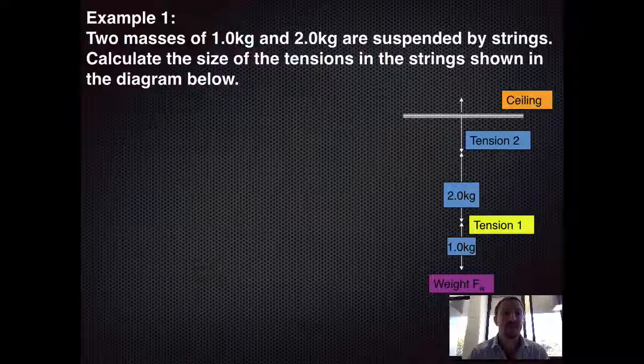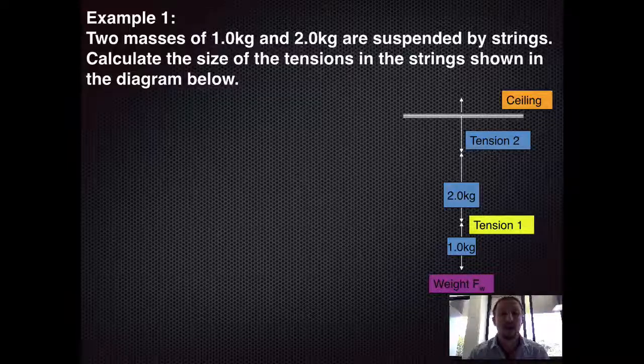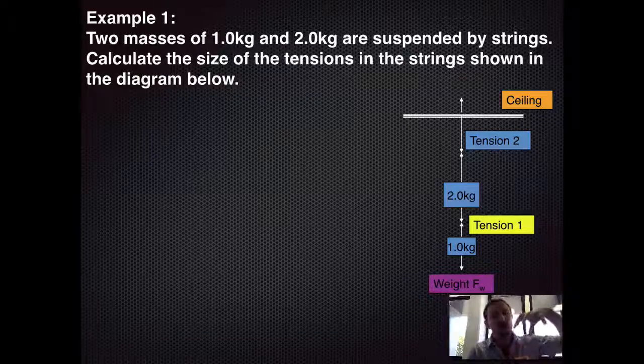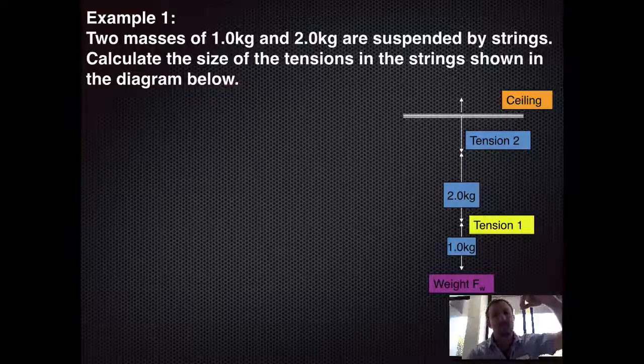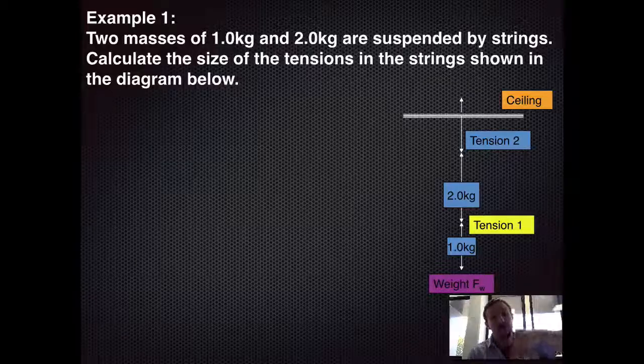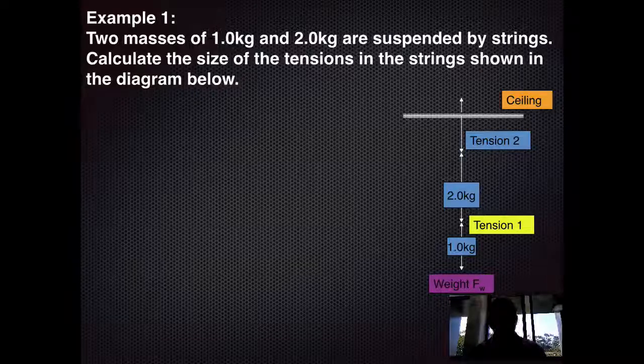So let's look at a quick example. In this example we've got a 1 kilogram and a 2 kilogram mass which are suspended by strings. The 2 kilogram mass is suspended from the ceiling, and then the 1 kilogram mass is suspended beneath the 2 kilogram mass, as shown in the diagram. We've got to calculate the size of the tensions in the two strings.